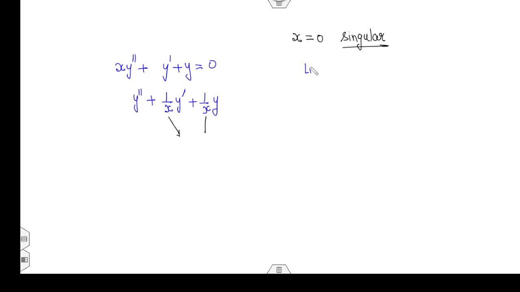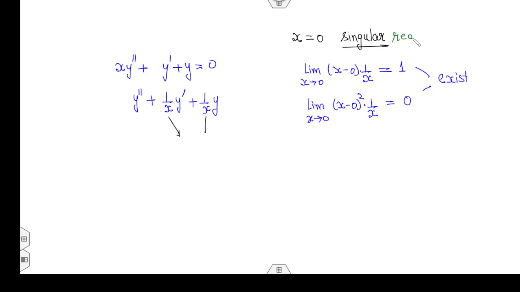I find the limit of x minus 0 into p x. p x will be 1 by x as x approaches 0. कितना answer आ गया, 1. On the other hand, if I calculate x minus 0 squared into q x, the limit will be 0. Fine. Clearly both the limits exist. Hence x is equal to 0 is my regular singular point.